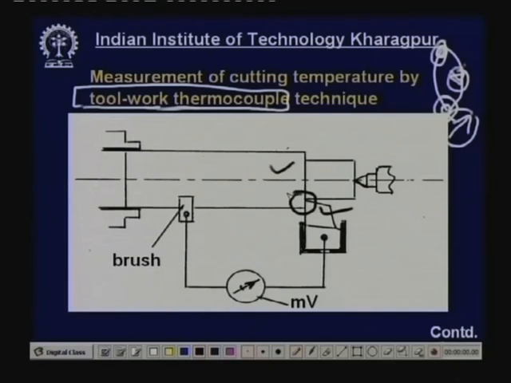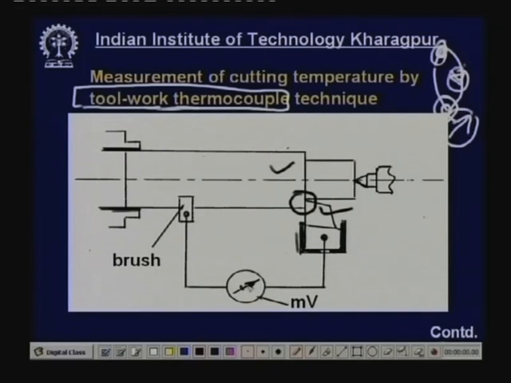The cutting zone forms the hot junction, this one. The current will flow like this in between, but the job will be mounted in the chuck on an insulator, and the tool will be mounted on the tool post by an insulator, so that the circuit is complete. Now, the current will flow along this circuit. This is one tool material, high speed steel, this is mild steel, another material, and the hot junction.